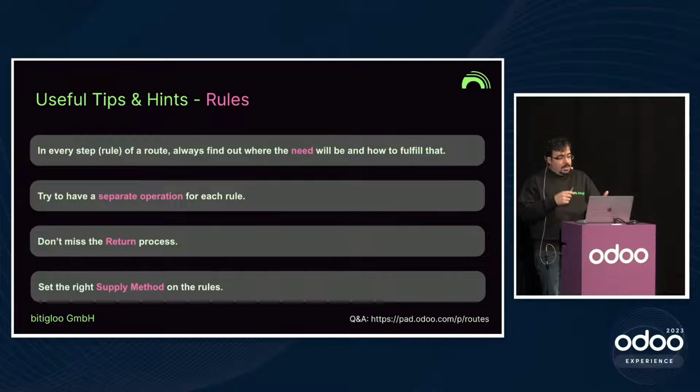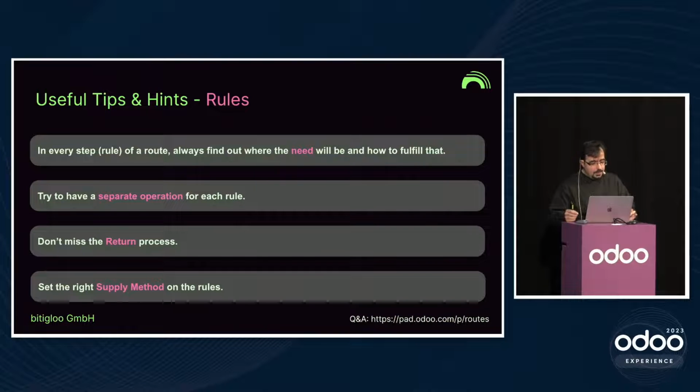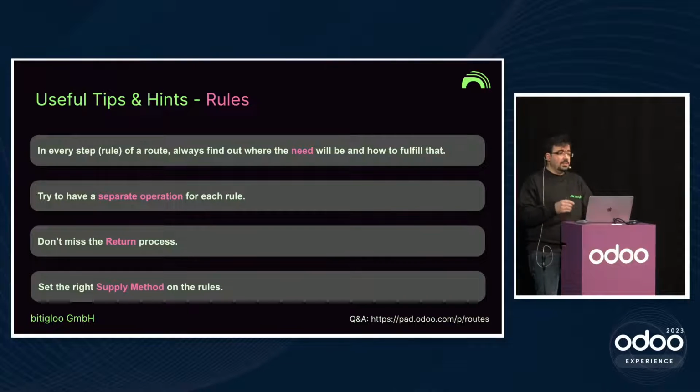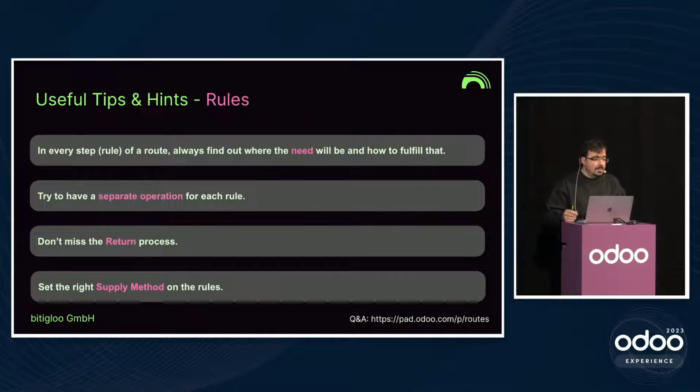Then, try to have separate operations for each rule. Do not miss the return process. This was also another case that we had. The delivery was perfectly working, and then no one thought about the return process, how it would be. And then the supply method, don't miss it: take it from stock or trigger another rule. These are things that you have to think about, and you shouldn't miss them because they will change the behavior.